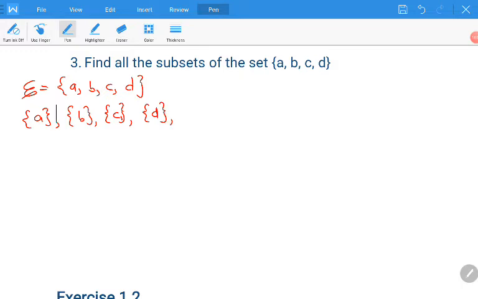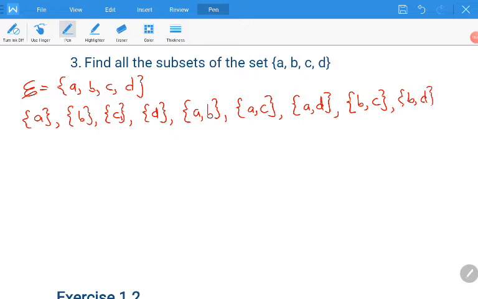And we go on to the pairs. So we have A and B. We have A and C. We have A and D. We have B and C. We have B and D. Then we have C and D. So sets which contain 2 elements, we have 1, 2, 3, 4, 5, 6.